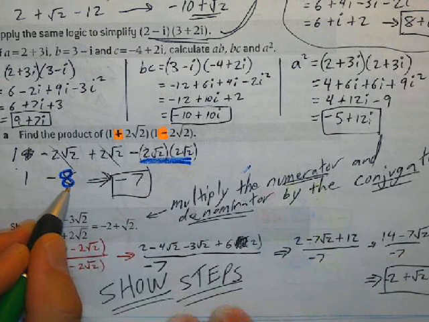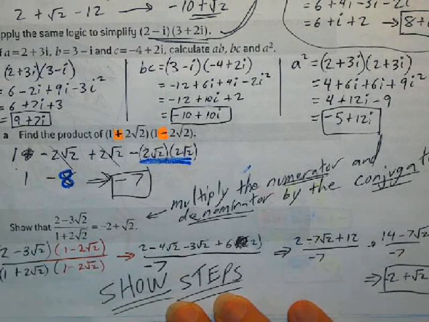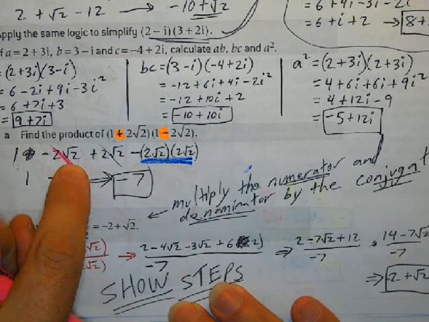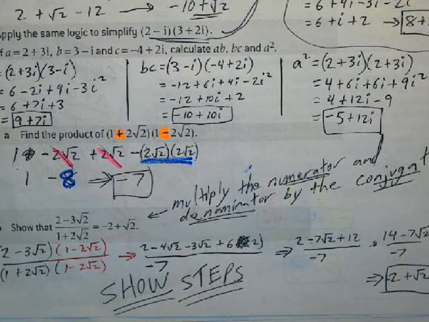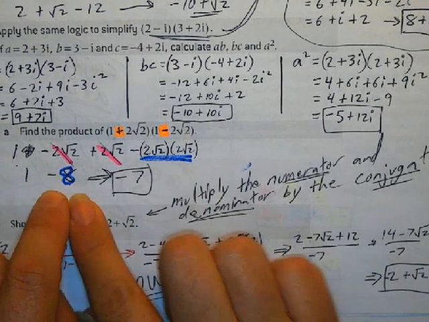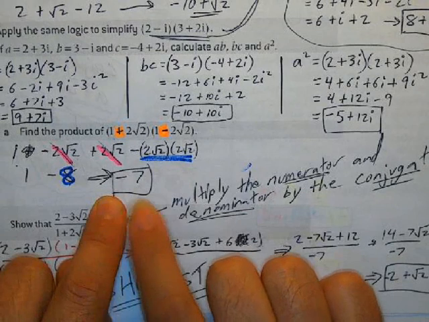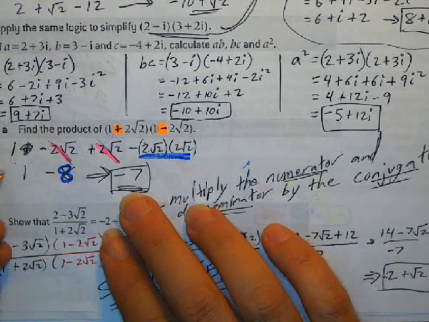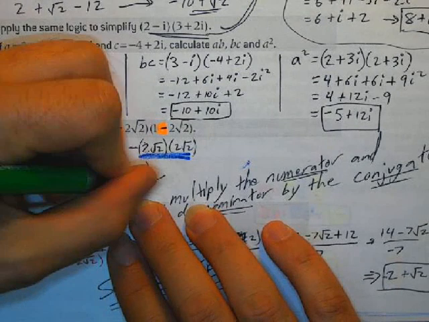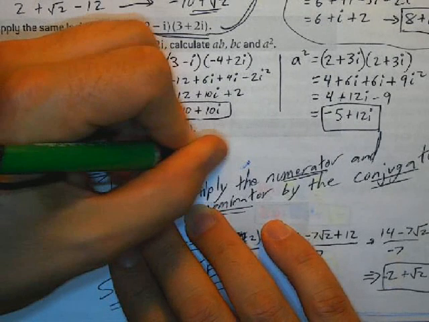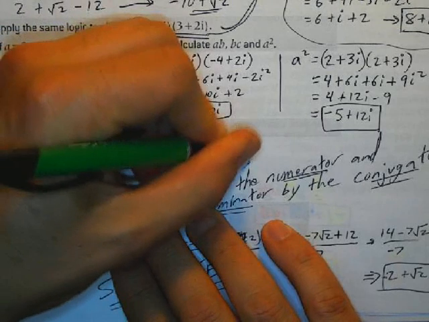So we have 1. These things cancel out because I got negative 2 radical 2 and positive 2 radical 2. That's going to cancel out, and then we end up with 1 minus 8, which gives me negative 7. Now notice, there's no radical in the answer.